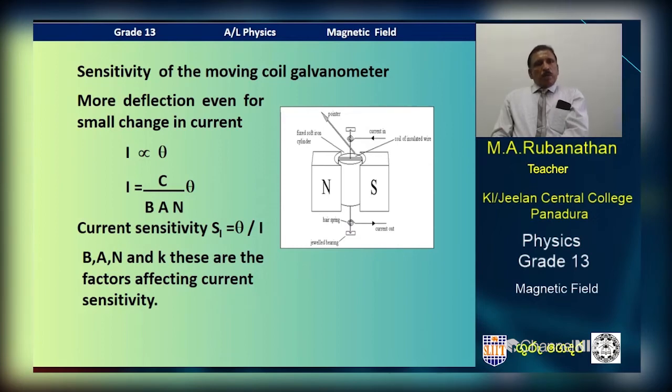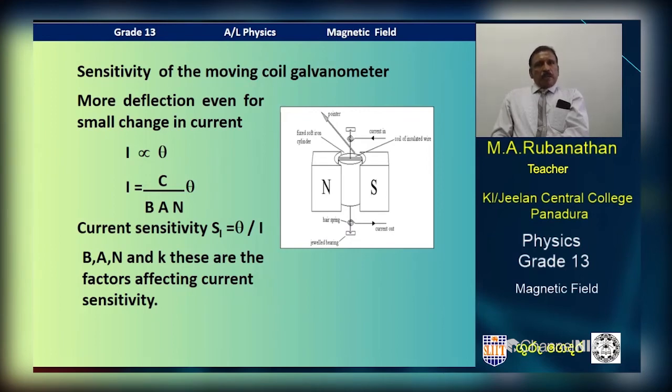Normally if I is small, theta is also small. So the deflection may be smaller. So if we want to increase theta, then we can reduce this value C over BAN, to a small value. If we want to reduce C over BAN, increase the value of BAN and reduce the value of C.